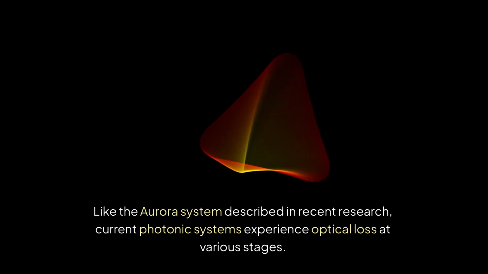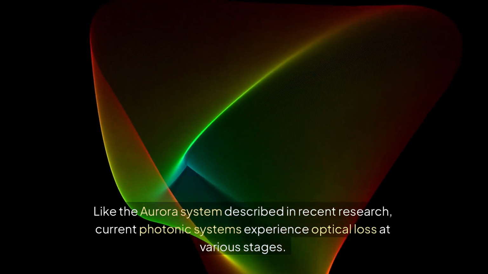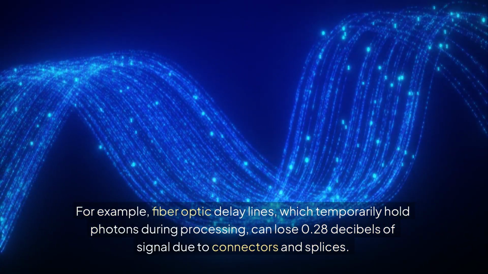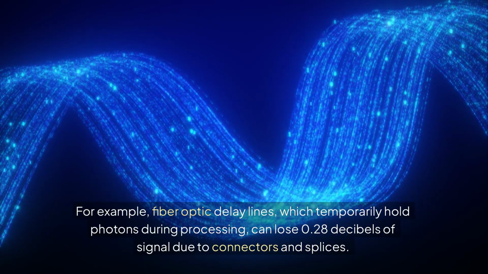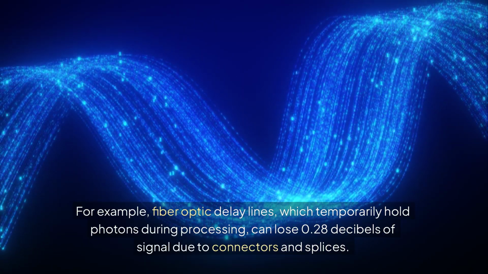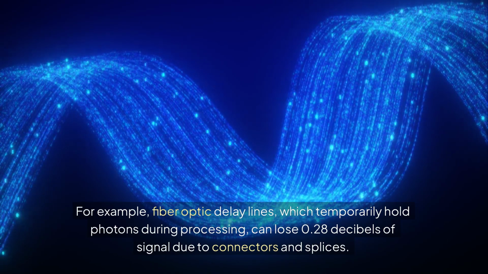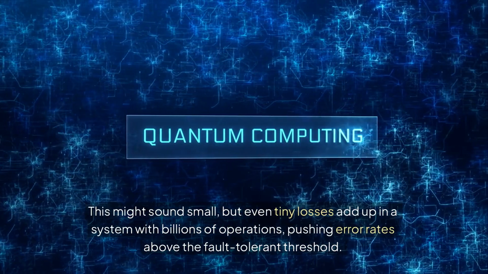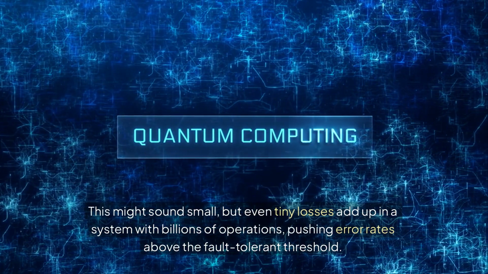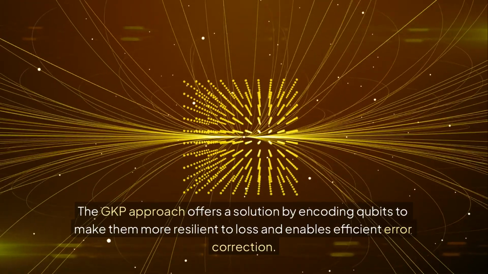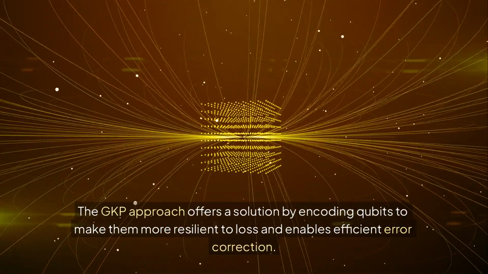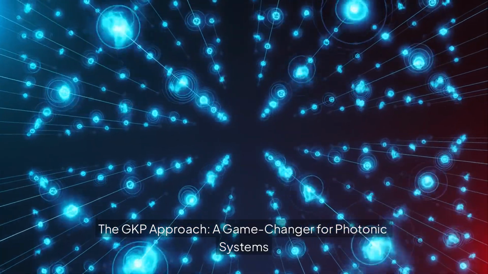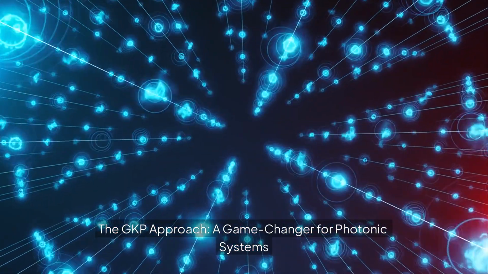Like the Aurora system described in recent research, current photonic systems experience optical loss at various stages. For example, fiber optic delay lines, which temporarily hold photons during processing, can lose 0.28 decibels of signal due to connectors and splices. This might sound small, but even tiny losses add up in a system with billions of operations, pushing error rates above the fault-tolerant threshold. The GKP approach offers a solution by encoding qubits to make them more resilient to loss and enables efficient error correction.